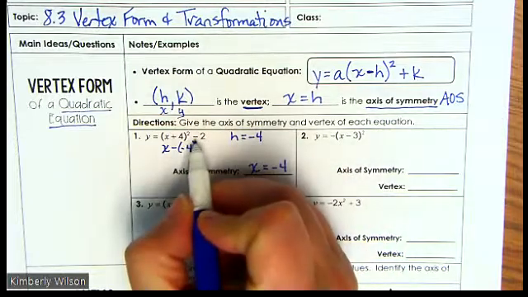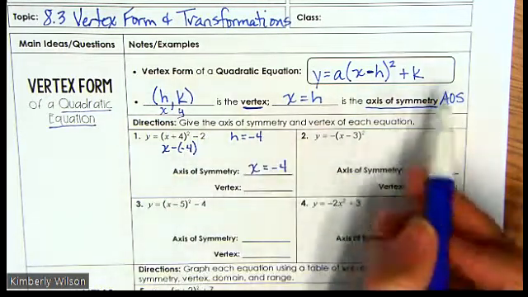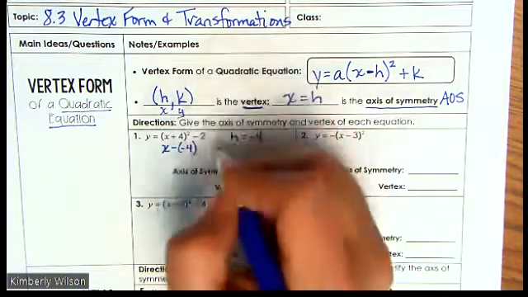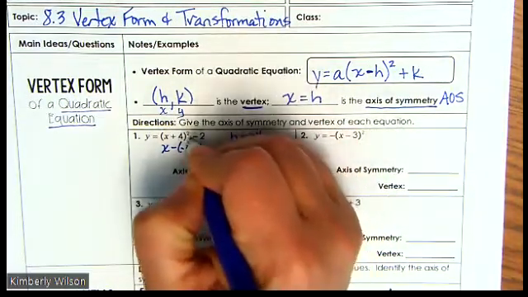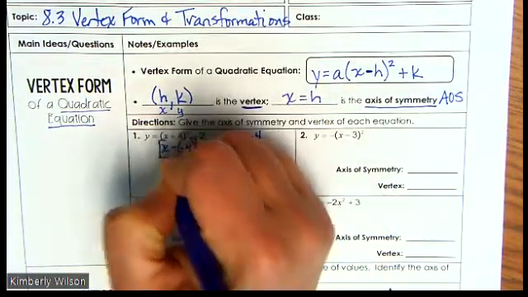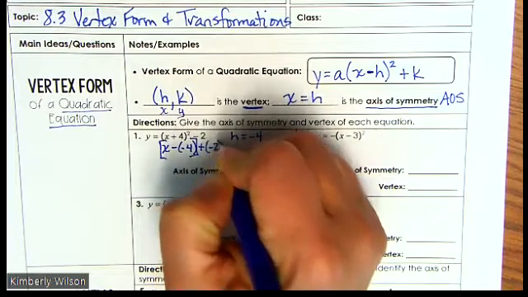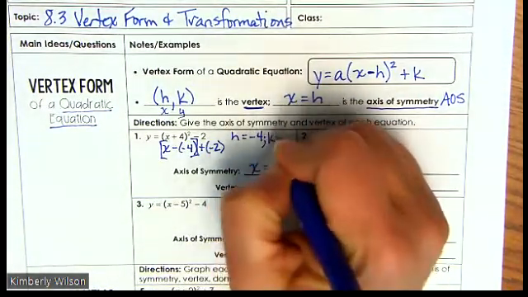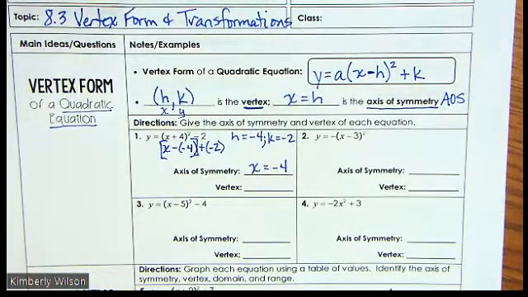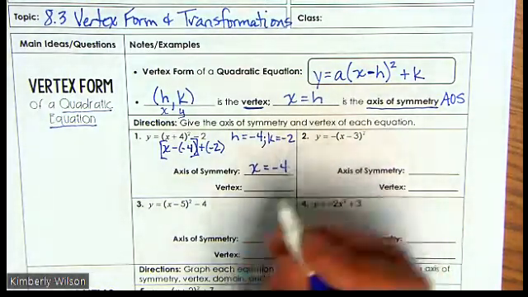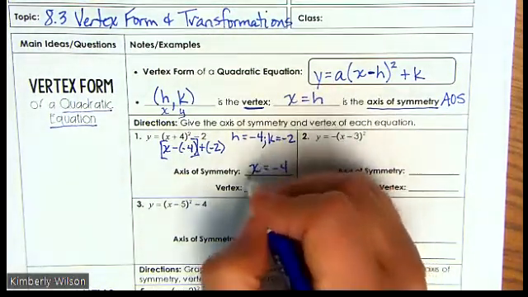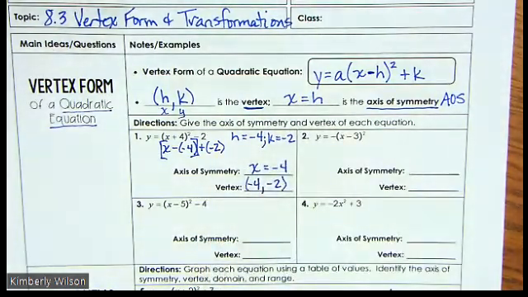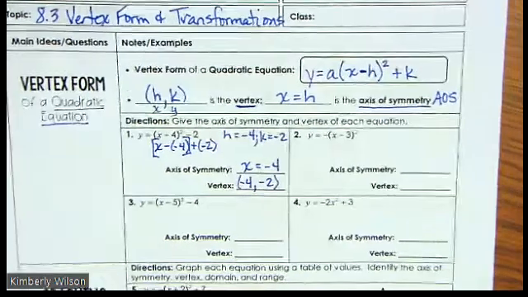When I'm looking at this, it is a minus 2, but in the formula, it's a plus k. So that means this is going to be plus negative 2. So therefore, the k equals negative 2. So my vertex is negative 4 comma negative 2. All right, one more. Let's look at number 2.